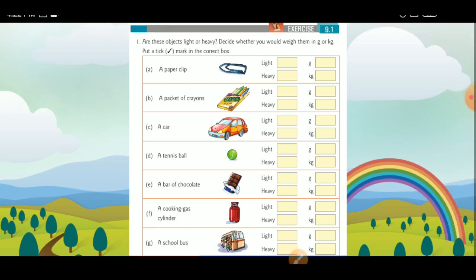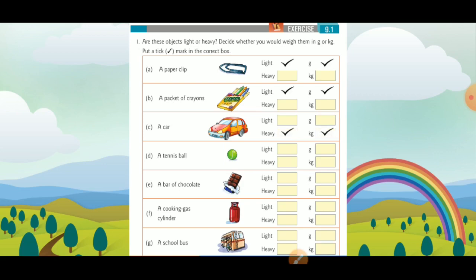Exercise 9.1. Question 1. Are these objects light or heavy? Decide whether you would weigh them in gram or kilogram. Put a tick mark in the correct box. Paper clip. So it is light and we measure it in gram. A packet of crayons. Crayons, are they light or heavy? Yes, light, and we measure it in gram. Car. Car is heavy and we measure the weight of a car in kilogram.